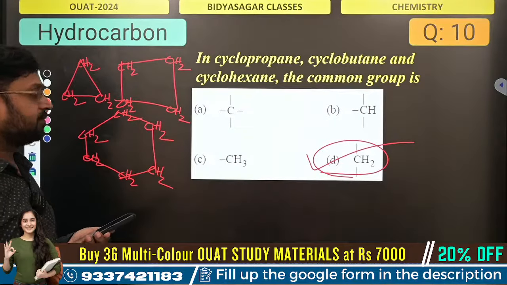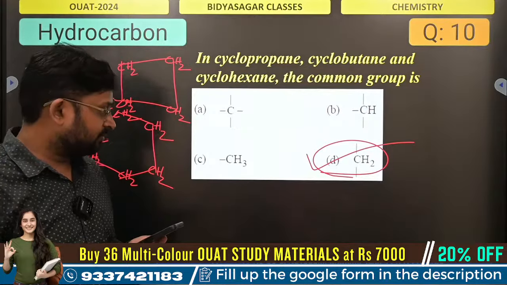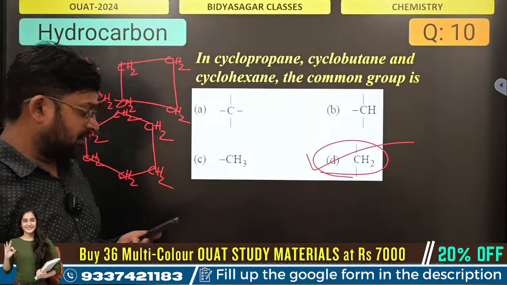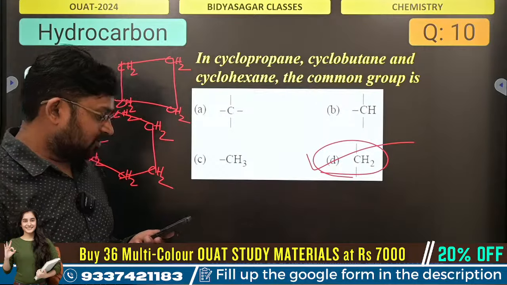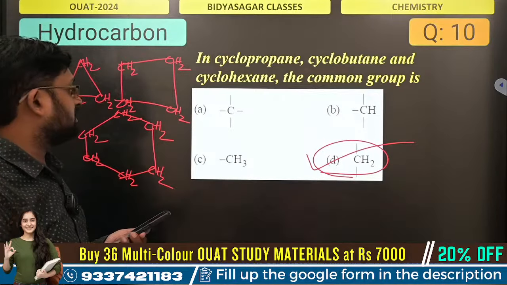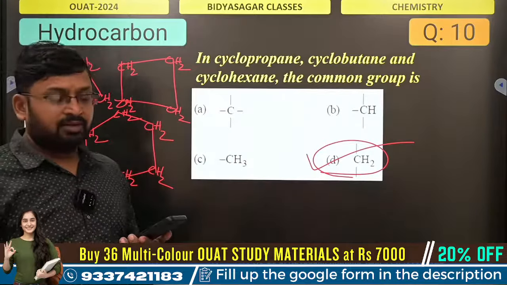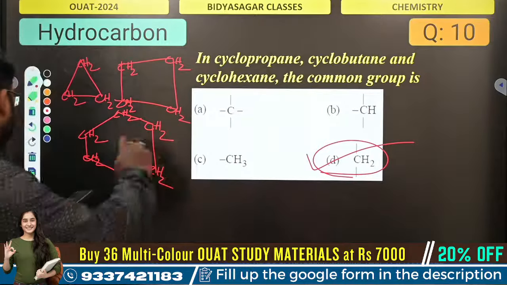Fine. Good. So question number 10, option D is the correct answer, because in all the cases CH2 is the very common group. We'll move to the next slide. It is a very easy question.